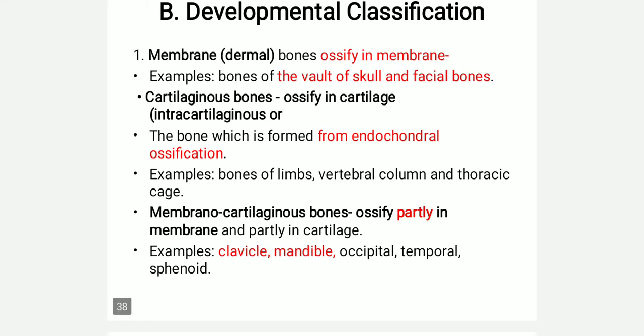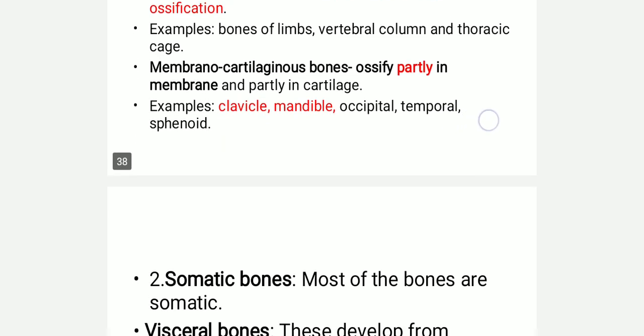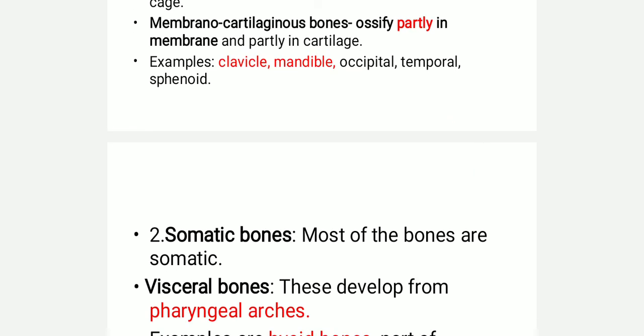Then cartilaginous bones ossify in cartilage, the bone which is formed from the endochondral ossification. Examples: bones of the limb, vertebral column, and thoracic cage. Then third one is membranocartilaginous bones. These are bones which are ossified partly in membrane and partly in cartilage. Examples like clavicle, mandible, occipital, temporal, and sphenoid are the examples of the membranocartilaginous bone.